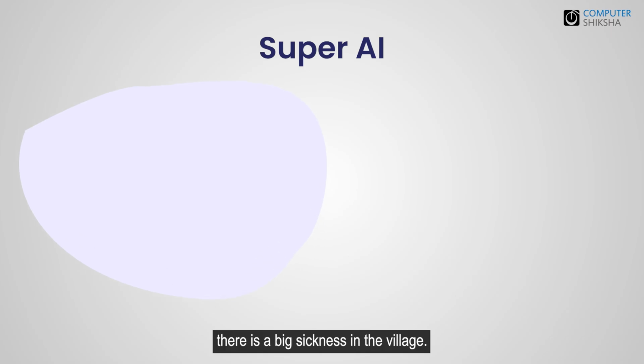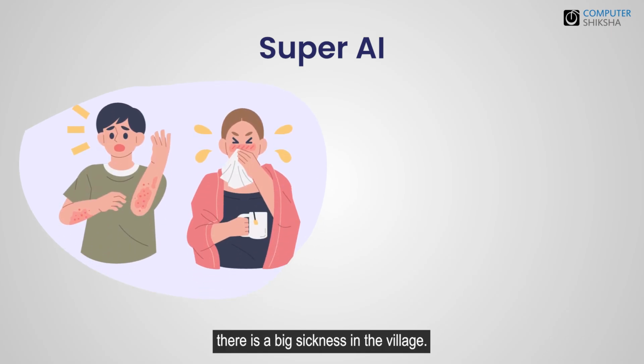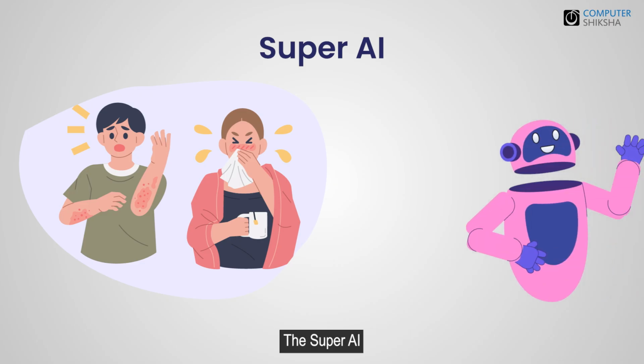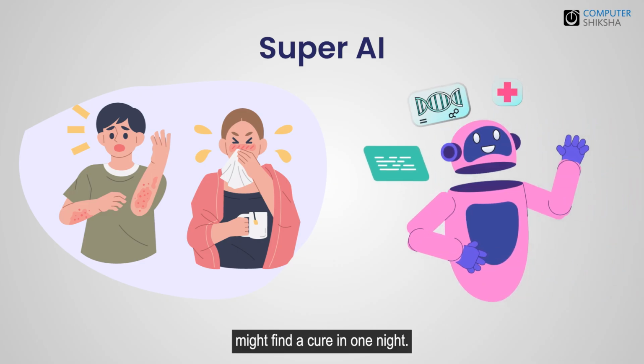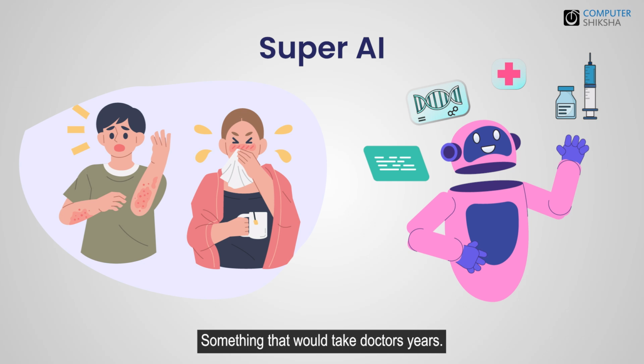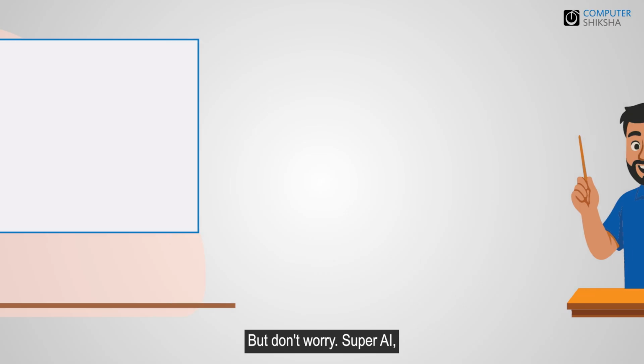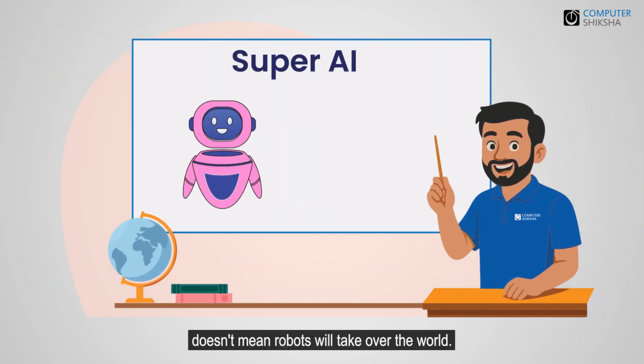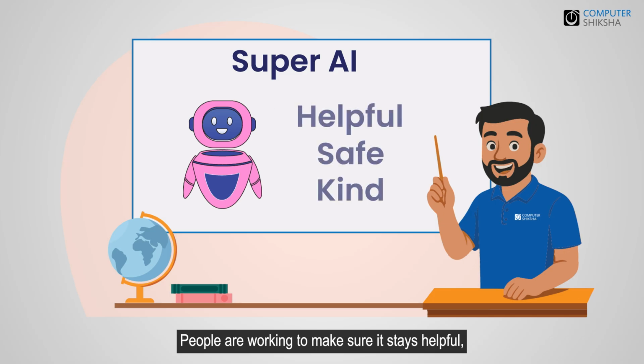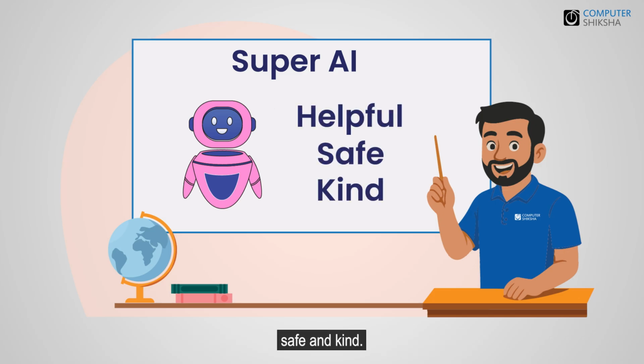Let's say there is a big sickness in the village. Nobody knows how to cure it. The super AI might find a cure in one night, something that would take doctors years. But don't worry, super AI doesn't mean robots will take over the world. People are working to make sure it stays helpful, safe, and kind. They are building rules and regulations to guide it.